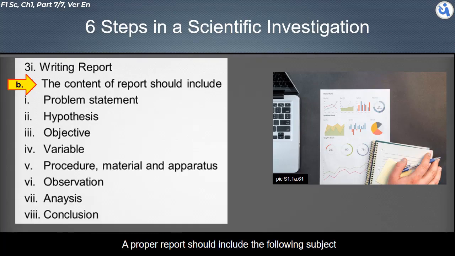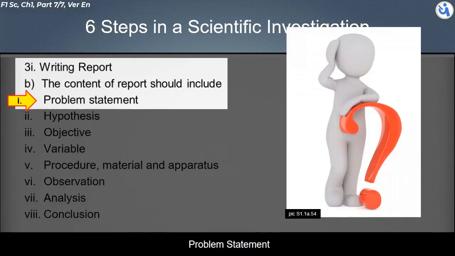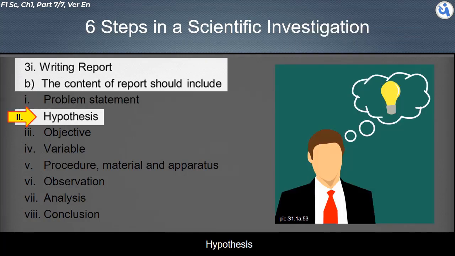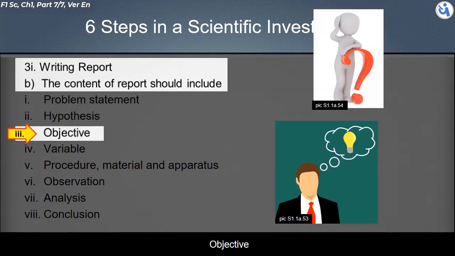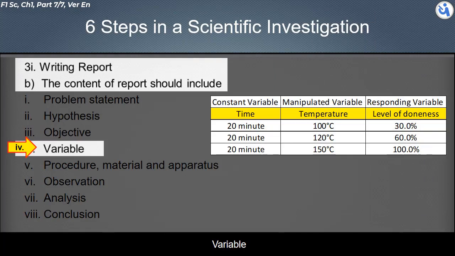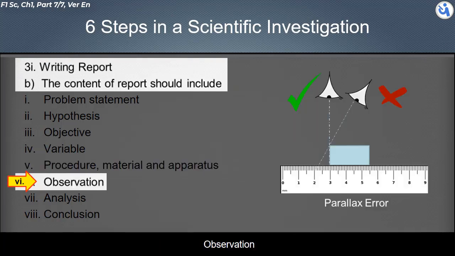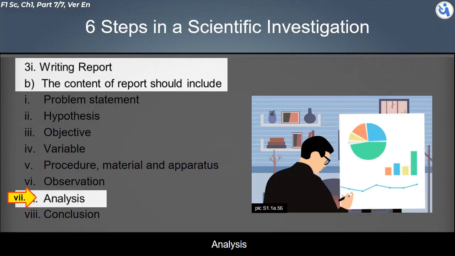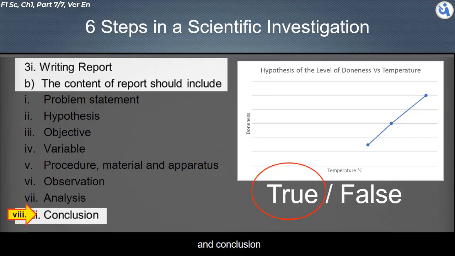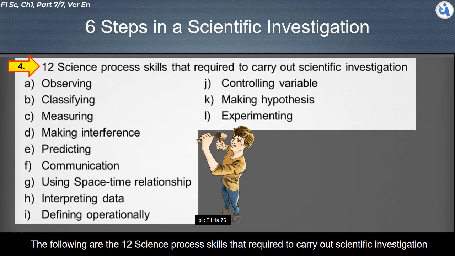A proper report should include the following subjects: problem statement, hypothesis, objective, variables, procedure, materials and apparatus, observation, analysis, and conclusion. The following are the 12 science process skills that are required to carry out scientific investigation.